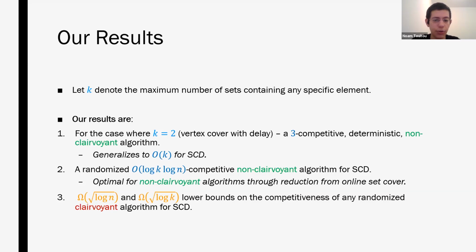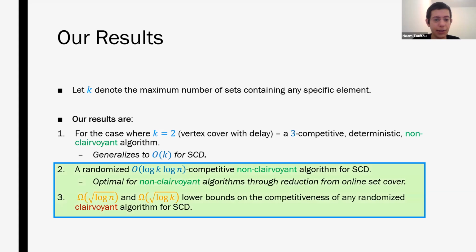In addition, we show lower bounds for this problem of Omega(square root of log n) and Omega(square root of log k). And these, in fact, apply to randomized clairvoyant algorithms as well. That is, between results 2 and 3, we in fact show that non-clairvoyant algorithms can be quite competitive for this problem and really do approach even the best possible clairvoyant results. So in this talk, I'm going to focus on results 2 and 3.